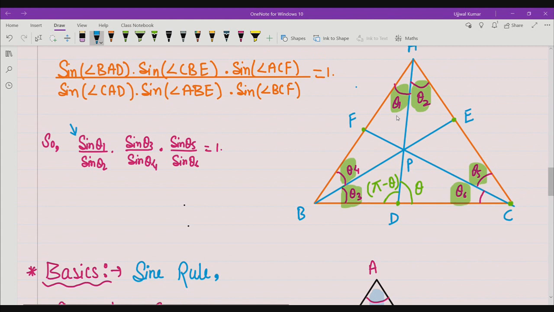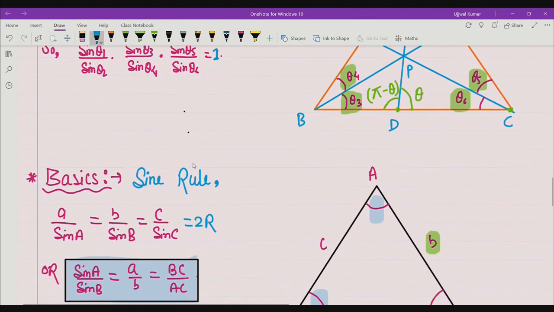I've replaced it with theta 1, theta 2. So that makes our statement somewhat like sin theta 1 upon sin theta 2, sin theta 3 upon sin theta 4, and sin theta 5 upon sin theta 6 equals 1. We need to prove this. Okay, so before we prove, here are the basics.